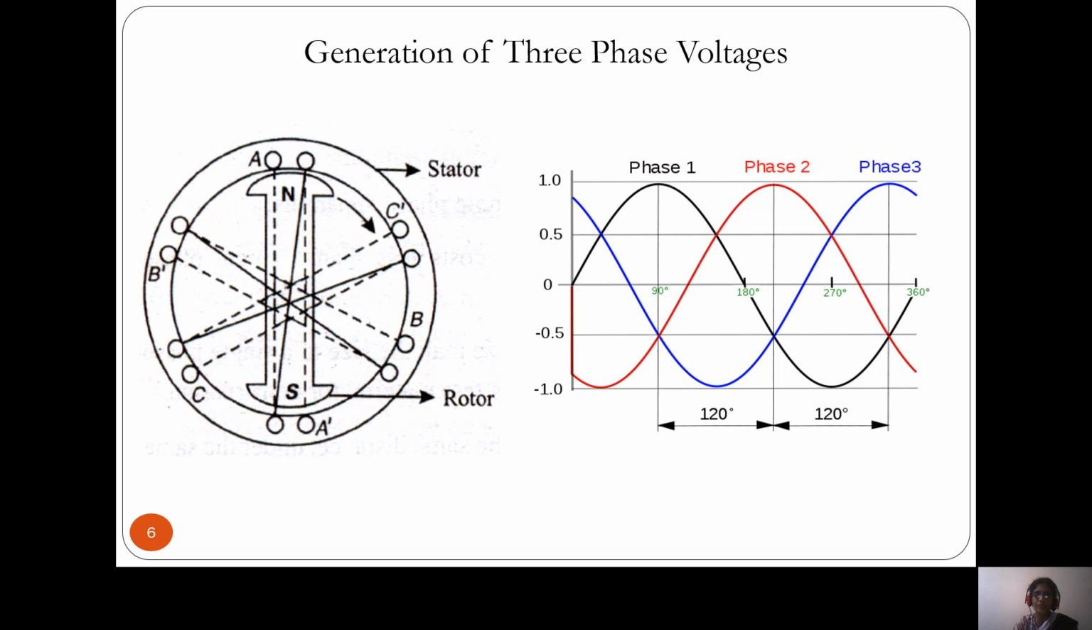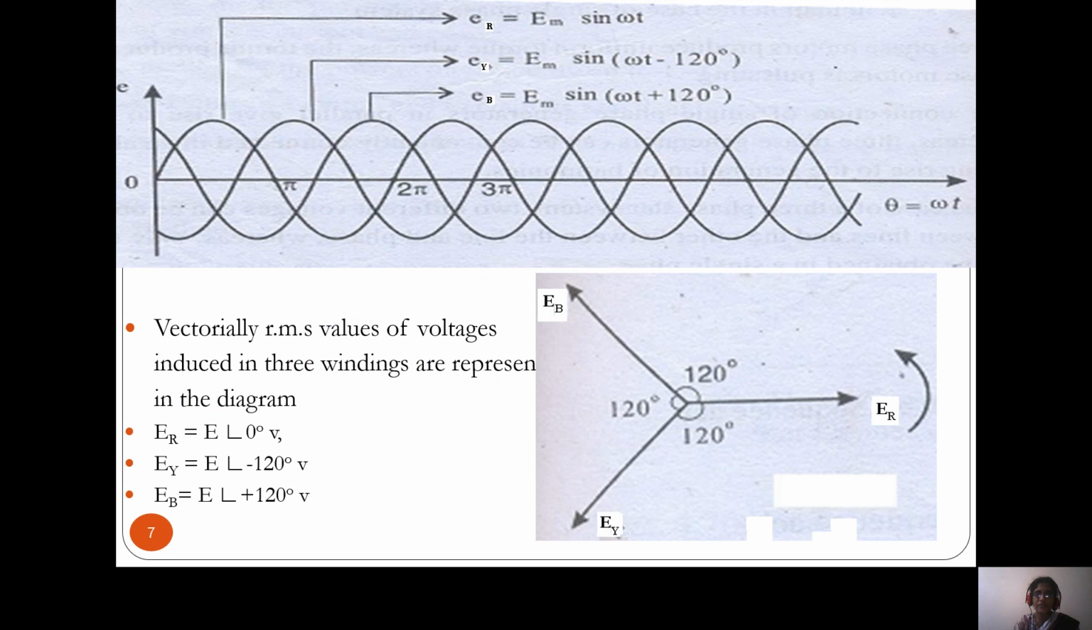Otherwise it will be an unbalanced system. The magnitude will be the same and the phase angle will have a 120 degree phase difference. So for the three phases R, Y, B, the phase angle will be 120 degrees from each phase. We represent the three phases as ER equals Em sin omega t, EY equals Em sin omega t minus 120 degrees, and EB equals Em sin omega t plus 120 degrees, or Em sin omega t minus 240 degrees.